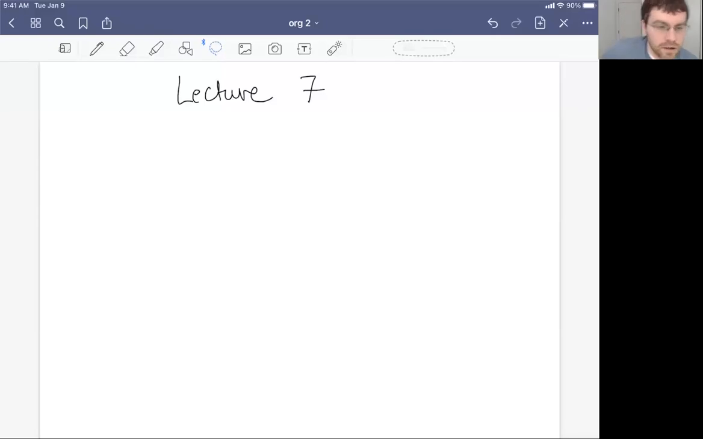In this lecture, I want to go through some of the more technical details of NMR spectroscopy before we jump into how to actually use these things to understand the structure of molecules.